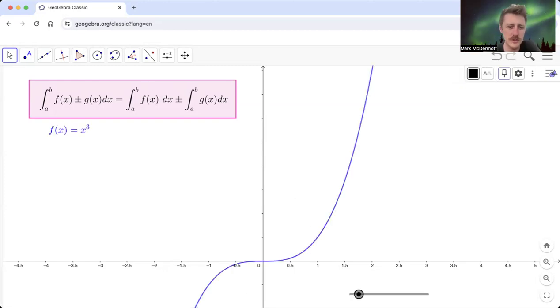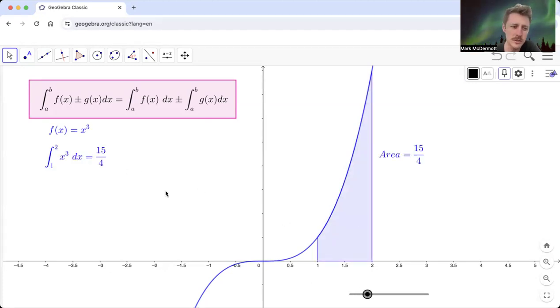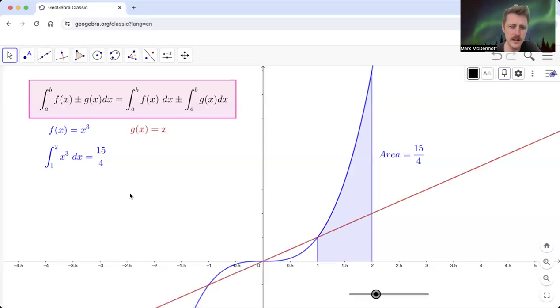So let's look at an example to make some sense of it. Let's imagine for a second that we've got the function f of x equals x cubed. So that's this blue line here. If we were to take the integral from, let's say, 1 to 2 of x cubed, we would get 15 on 4. So this area here is 15 on 4. And you can hopefully go off and prove that for yourself, but I can tell you that that's true. And then let's think of some other function, g of x, which is just the line y equals x. And let's also find the integral from 1 to 2. So we get an area of 3 on 2.